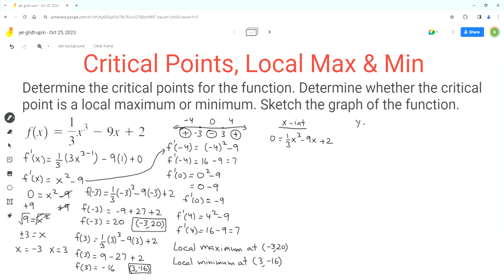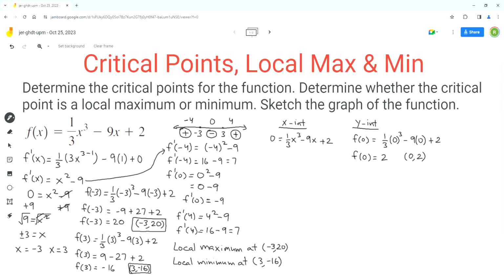Now we can find the y-intercept. For the y-intercept, we'll sub in x as 0 and then solve for the function value. So f at 0 equals 1 over 3 times 0 cubed minus 9 times 0 and then plus 2. The first two terms go away. So the y-intercept is just 2. We can write it as an ordered pair as (0, 2).